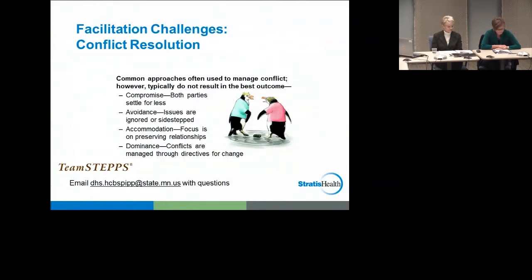Issues are simply ignored or sidestepped. Unfortunately, they often pop up later and sometimes unexpectedly if they're not resolved at the time. Accommodation is another conflict management strategy. It arises when the focus ends up being on the relationship and preserving the relationship, which often sacrifices whatever the decision or action is in order to preserve that relationship.